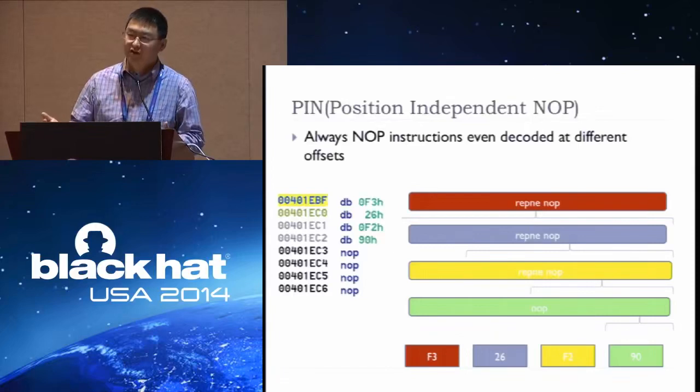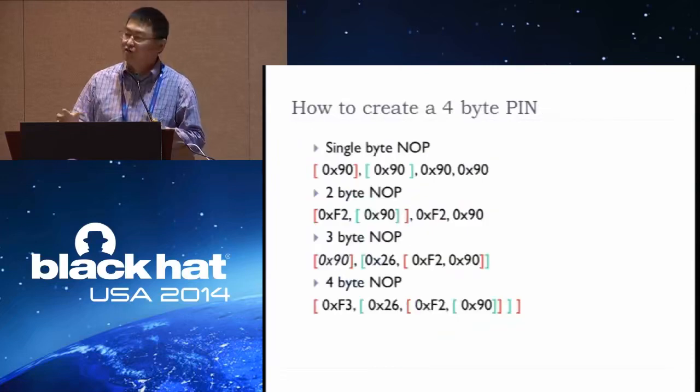So now we thought about it: it's possible to get some position-independent NOPs. That means you have 4 different bytes, but whichever offset you use, you always decode as a NOP, right? Here's one example: if you use F3 66 F2 90, whatever the offset is, you always decode as a NOP. So how do you create this kind of 4-byte position-independent NOP? You have a couple of different ways. The simple way is to take a single-byte NOP and repeat it. Or you have a 2-byte NOP, repeated. Or you have a 3-byte combination, and also a 4-byte NOP, a totally different one.